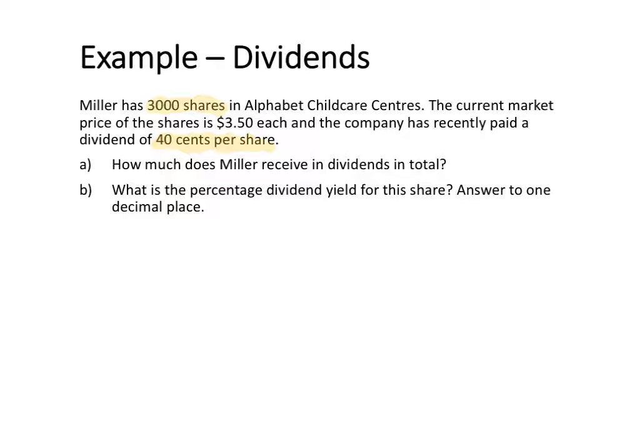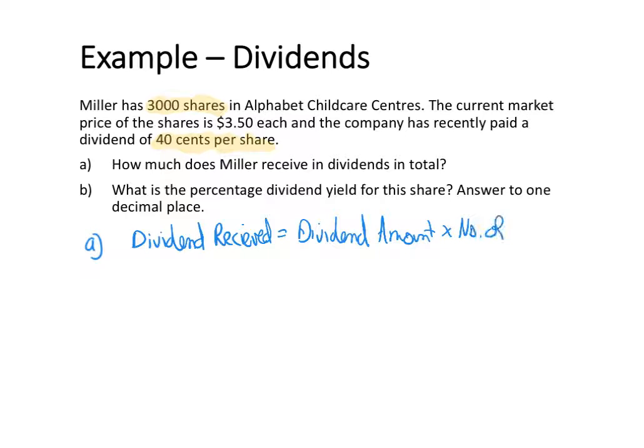So let's start our calculation. So dividend received is equal to the dividend amount times by number of shares. And that is going to equal a dividend amount of 0.40 times by 3,000 shares that he owns. So Miller is going to receive a dividend of $1,200.